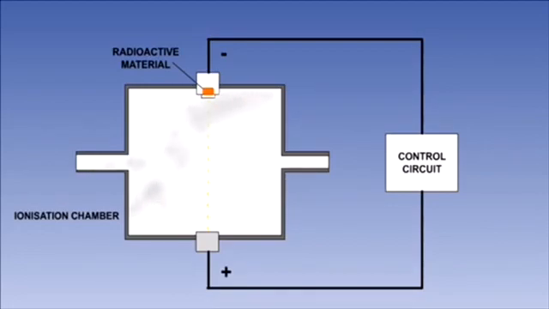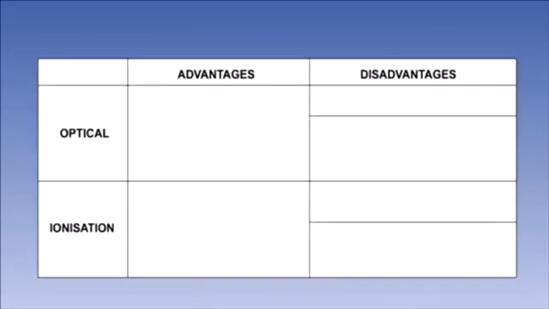When smoke enters the ionization chamber, it disrupts this current as smoke particles attach to ions and neutralize them. The smoke detector control circuit senses the drop in current between the plates and produces a warning.